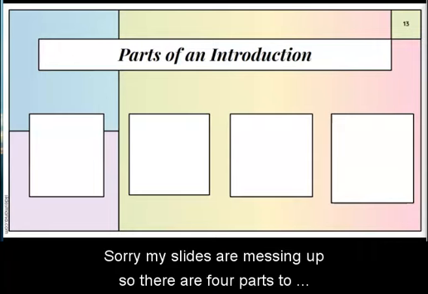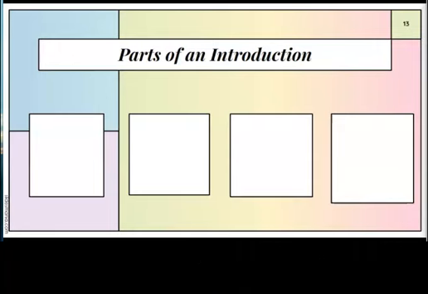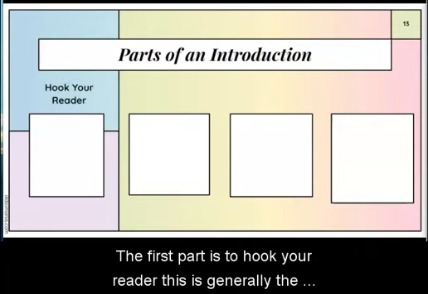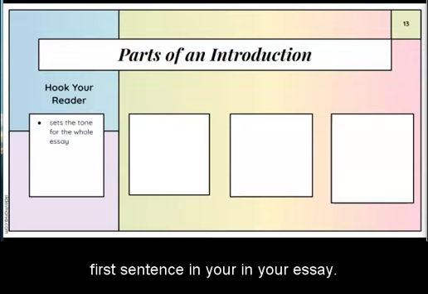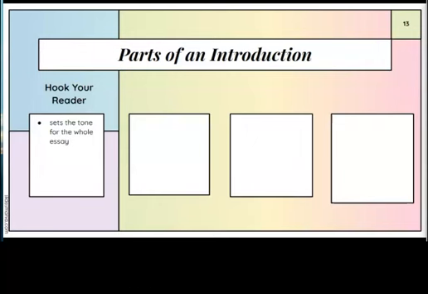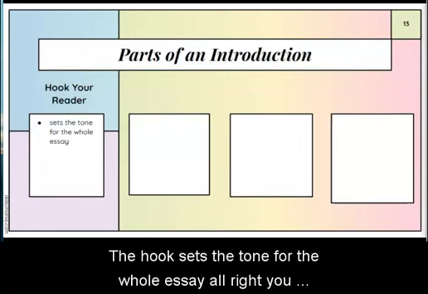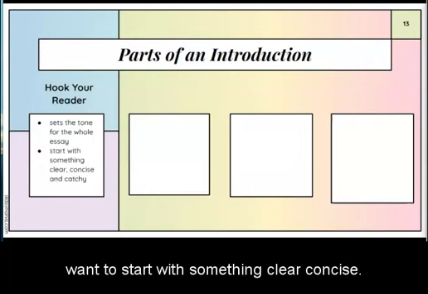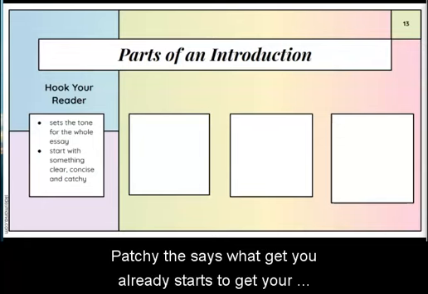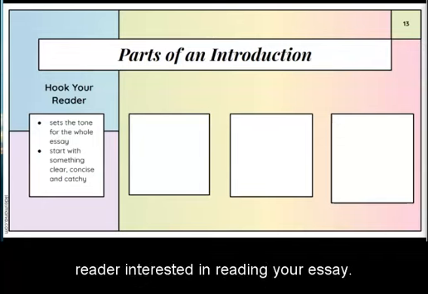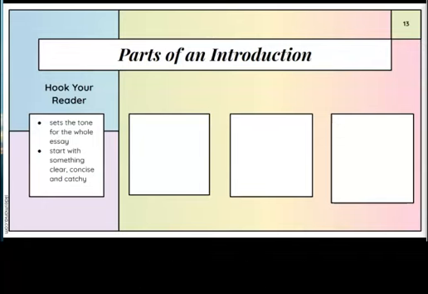So there are 4 parts to an introduction. The first part is to hook your reader. Okay, this is generally the first sentence in your essay. The hook sets the tone for the whole essay. All right, you want to start with something clear, concise, and catchy. This already starts to get your reader interested in reading your essay.